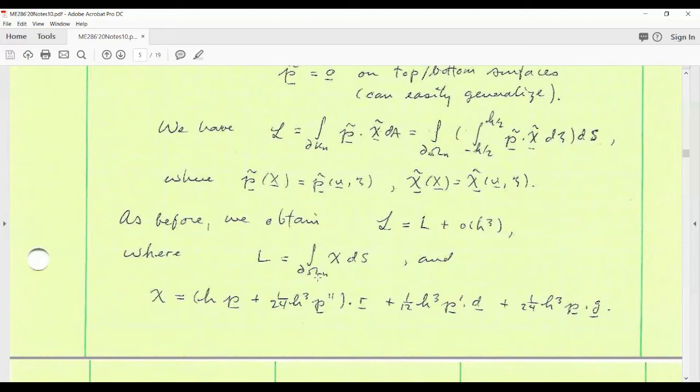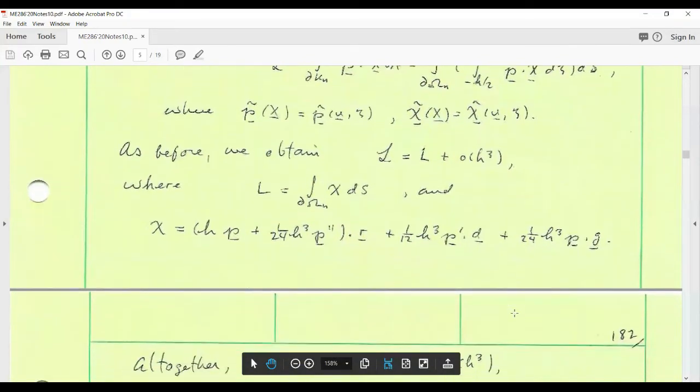the curve that bounds the plane omega of a function chi, not a vector, a scalar field, ds. And chi works out to be this. You can easily verify that just by following the same procedure. That involves traction evaluated on the edge at the midplane. Everything here is a midplane value.